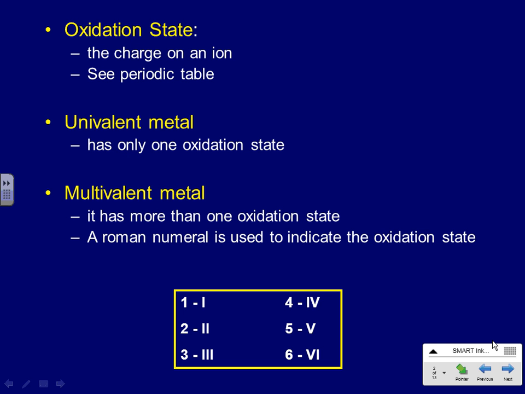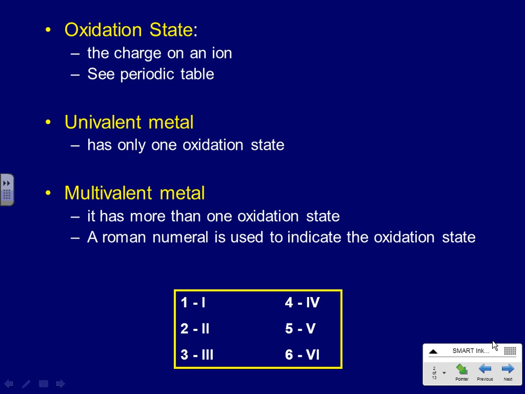You just need to be able to find the numbers of these multivalent ones when we're dealing with the metals, so that we know which one we're dealing with. So if I'm dealing with a copper that has an oxidation state of 1, I'm going to call it copper 1. And if I'm dealing with copper with an oxidation state of 2, I'm going to call it copper 2.